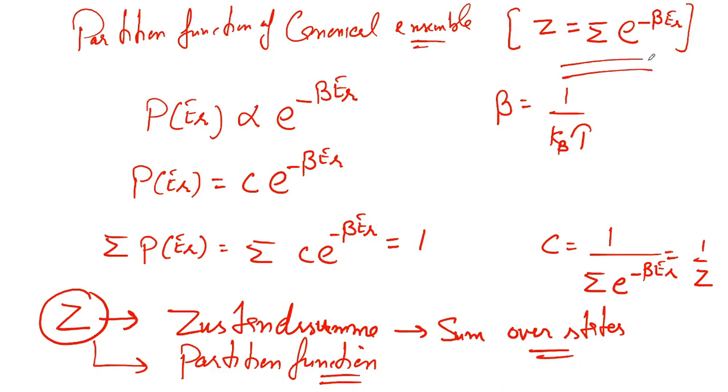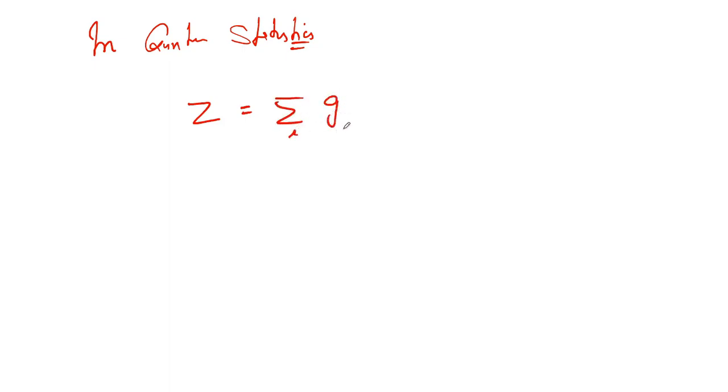This is for the classical system. Now in a system with quantum statistics, we can write this partition function in terms of the contribution from the energy values, so Z is equal to the summation of g_r, where r varies from 1 to n, exponential of minus beta into E_r.